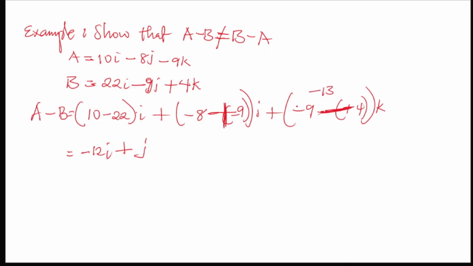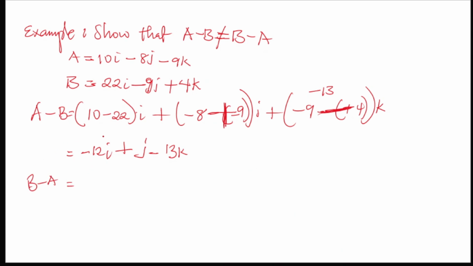So what you have here is minus 13. But remember, you have a plus sign here. So what you do is plus multiplied by minus, and that will give you minus. So what you have here is minus 13k, right?